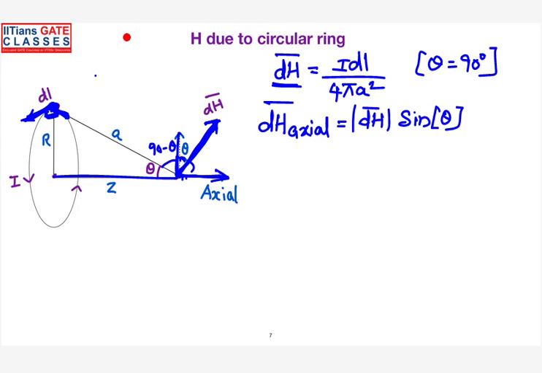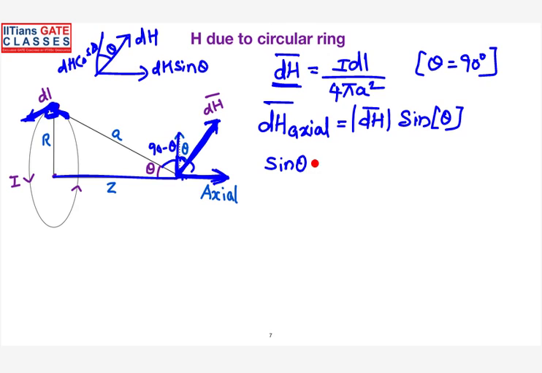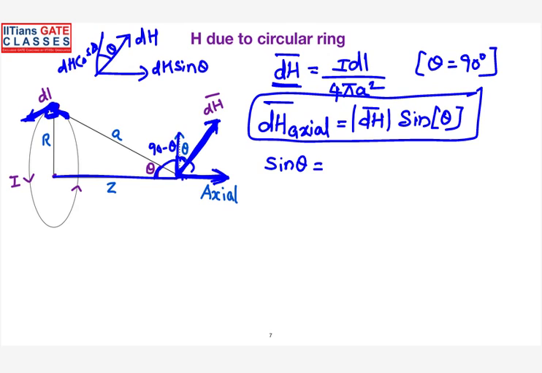This is simple. This is your resultant magnetic field. And since this is your theta, this will become dH cos theta, and this will become dH sine theta. The same thing. So the differential magnetic field along the axial direction is the resultant magnetic field times sine theta. Right? Now, using trigonometry, you can see here sine theta is equal to opposite side divided by the hypotenuse. So r divided by the hypotenuse, which is a.